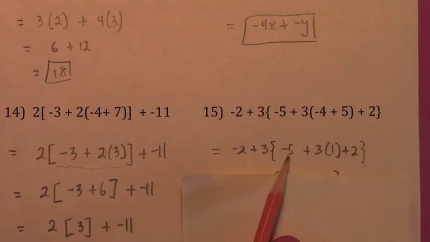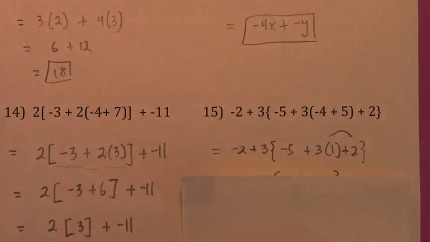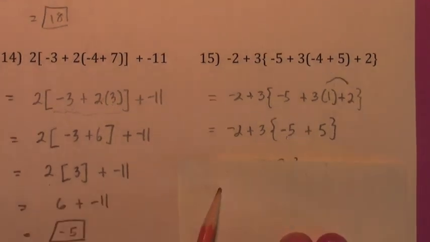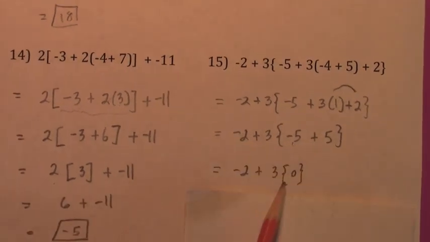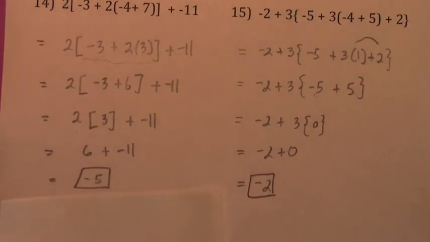Now we look inside the curly parentheses, you get negative 5 plus 3 plus 2. I just went ahead and added these two together. This is 3 plus 2, which is 5. So inside the curly parentheses, you get negative 5 plus 5, which is 0. So the problem becomes this, right? Negative 2 plus 3 times 0. Well, 3 times 0 is just 0. Final answer? Negative 2. Alright, you did it.